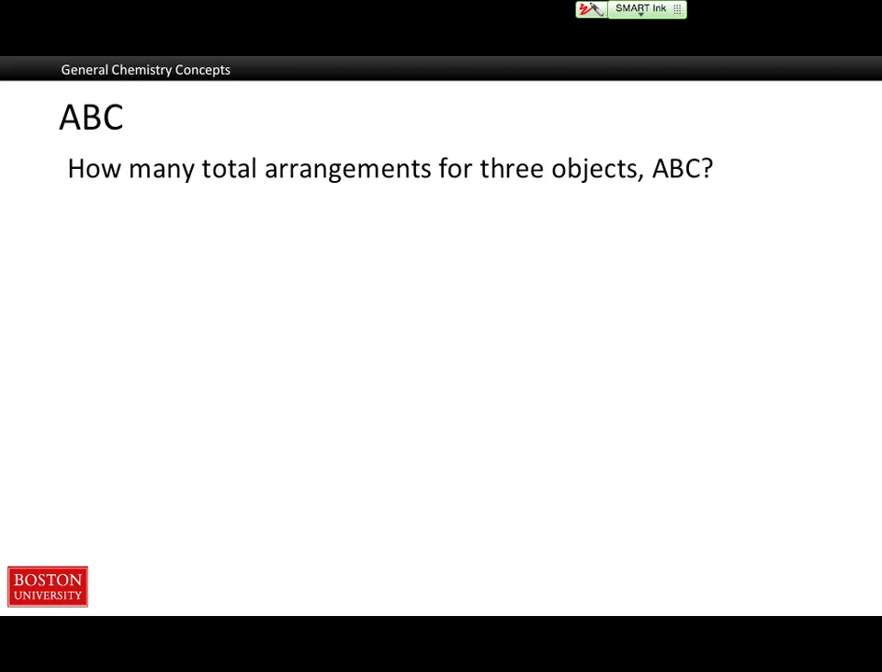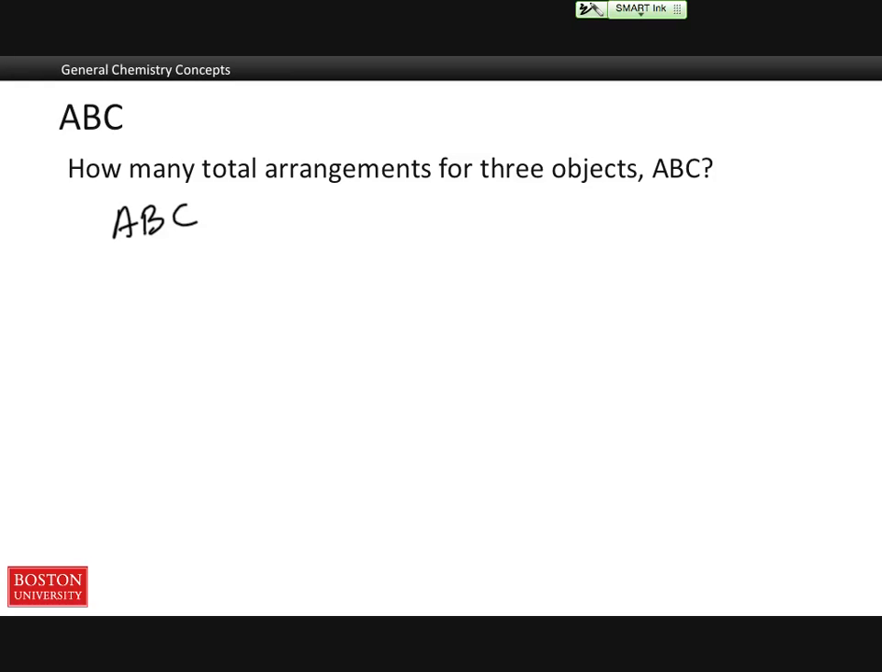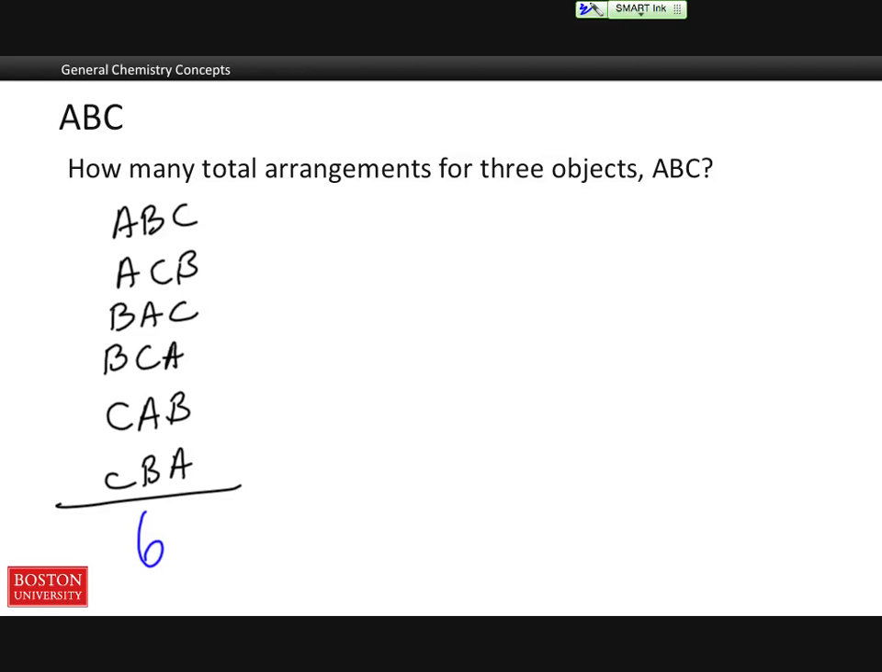So I would like you all to pause this video for a second and figure out the total arrangements that you could possibly have for 3 objects, A, B, and C. And assume that you are able to distinguish between all 3 objects. So pause the video and make your arrangements. Hopefully you've come up with these following arrangements. Your order need not necessarily be the same order that I have, but these are the total of 6 arrangements that I found for A, B, and C.